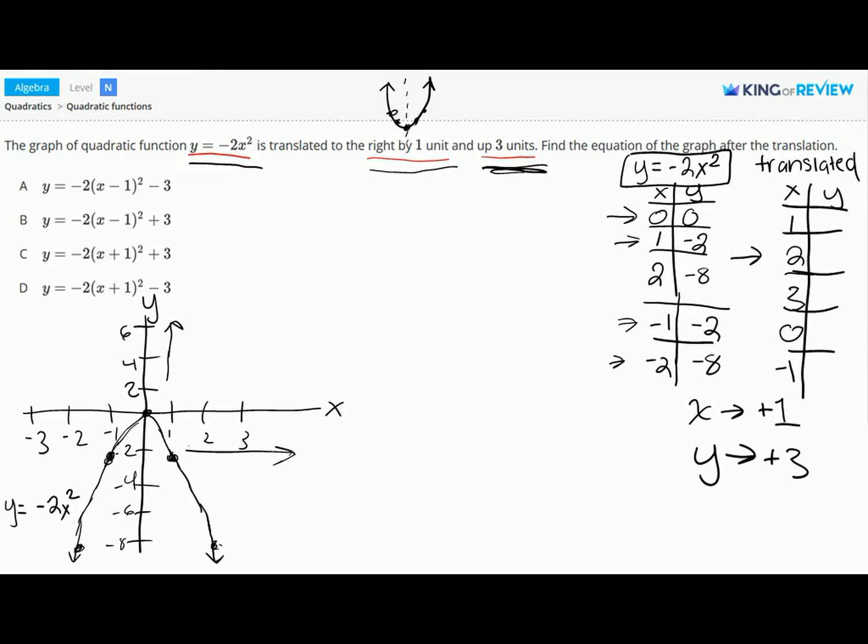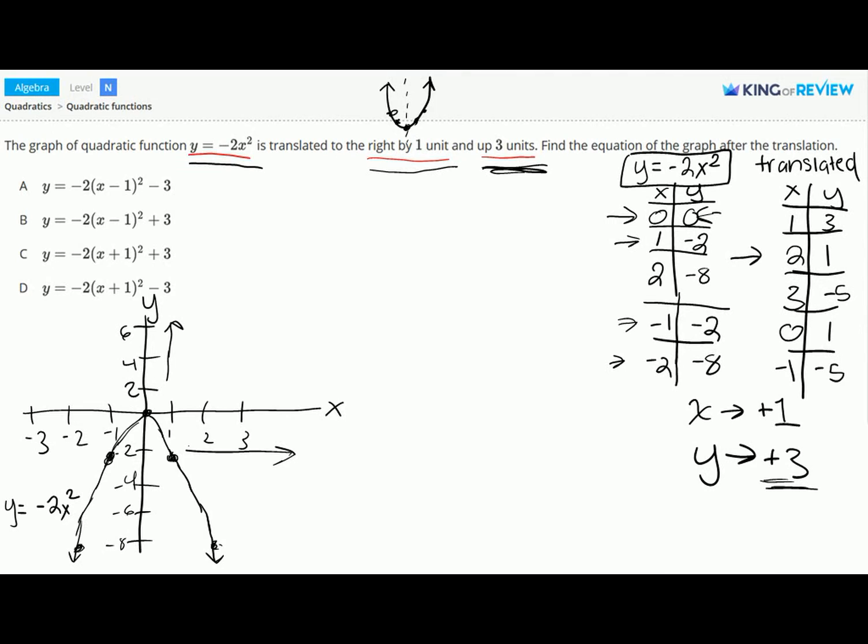Now let's look at the y-coordinate. We're moving our graph up by 3 units, so we're adding 3 to each of the y-coordinates here. So 0 plus 3 is 3, negative 2 plus 3 is 1, negative 8 plus 3 is negative 5, negative 2 plus 3 is 1, and negative 8 plus 3 is negative 5. So now we have a new table of values for our translated function. We can now graph this parabola. I'll do this graph in red so we can see the difference.